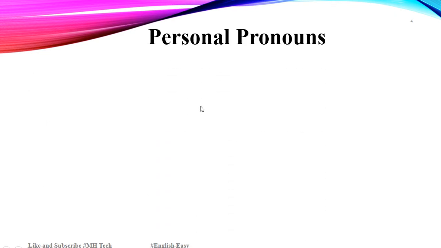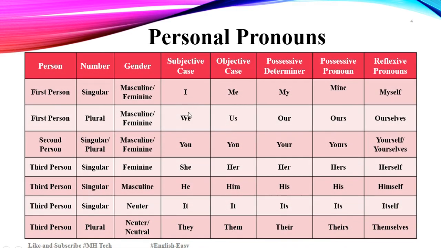So here, what are personal pronouns in English? We have a chart here. You can see here personal pronouns categorized in person, number. We study person, number, gender, and we have subjective case, objective case, possessive determiner, and possessive pronouns or reflexive pronouns. These are the categories in personal pronouns. So you can see here in person, we have first person, second person, and third person. In number, we have singular and plural.